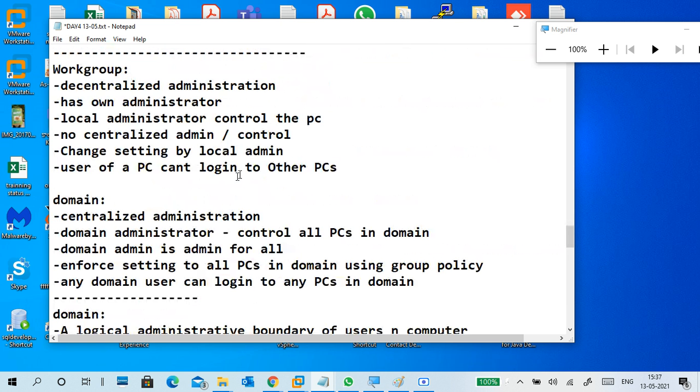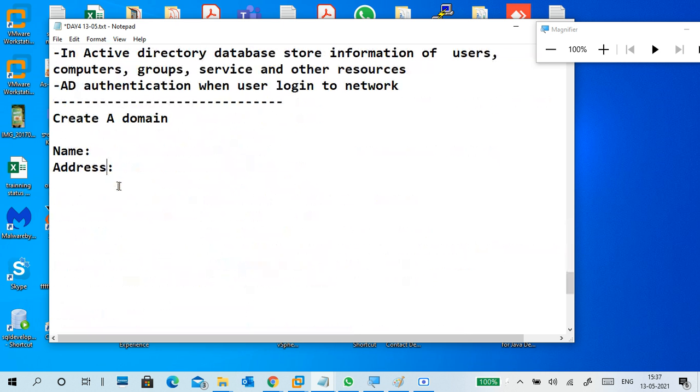Abbreviations are very important in servers. Why? Because in an interview they may not ask about your practical part, but they will definitely ask abbreviations, like what is this, what is that, what is the meaning of this. Okay, so I'm stopping here.